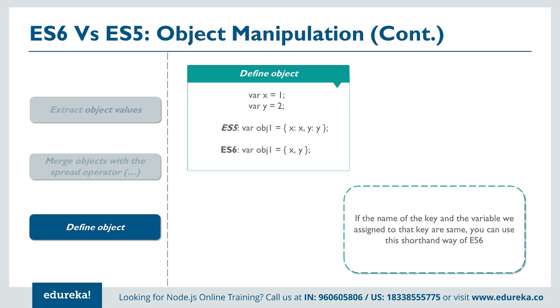ES6 would understand that okay, we need the property name to be x, and the value for that property name x would be the variable x. If the name of the key and the variable we assign to the key are the same, you can use the shorthand way of ES6. Much simpler, again a nicer syntax.